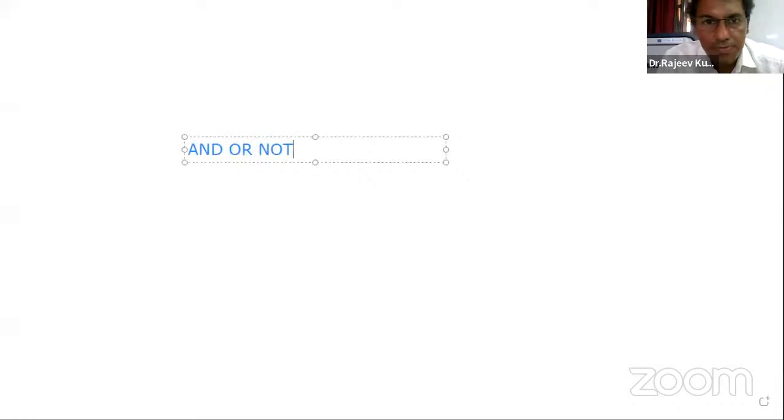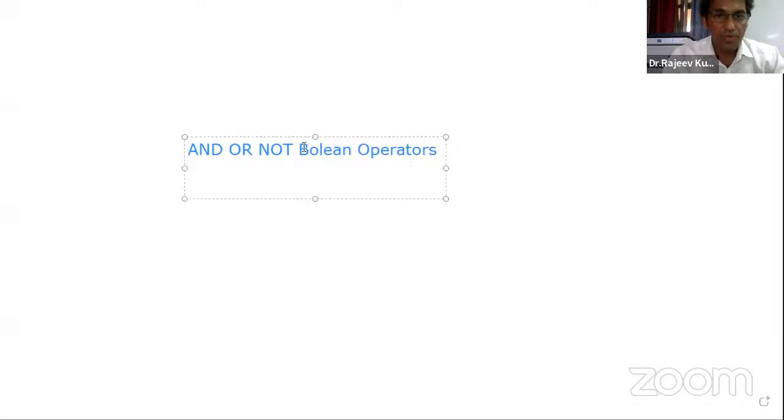I hope you can see my screen. This is a whiteboard. And, or, and not. These are the Boolean operators which we commonly use. So we can use these Boolean operators, and these are common operators.